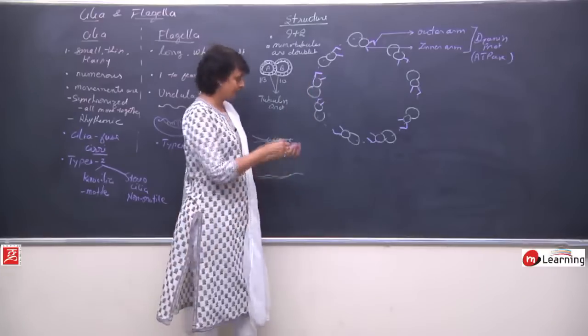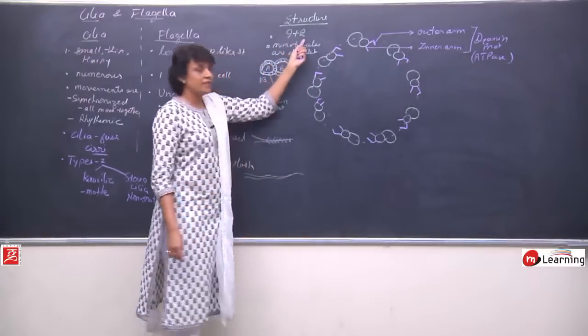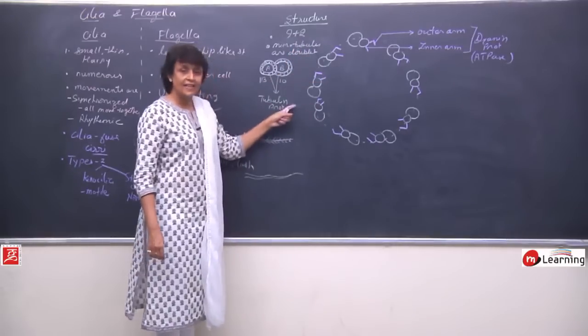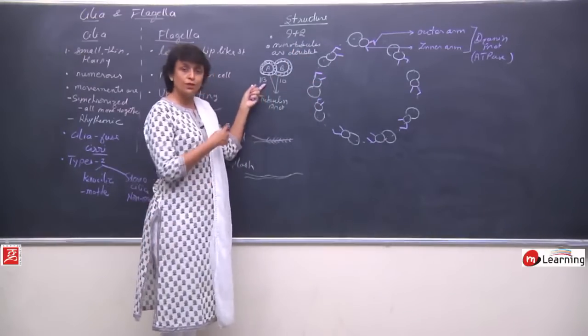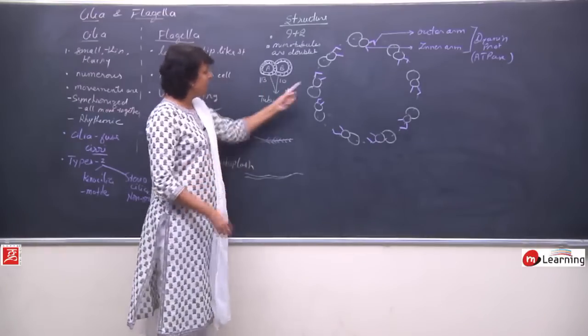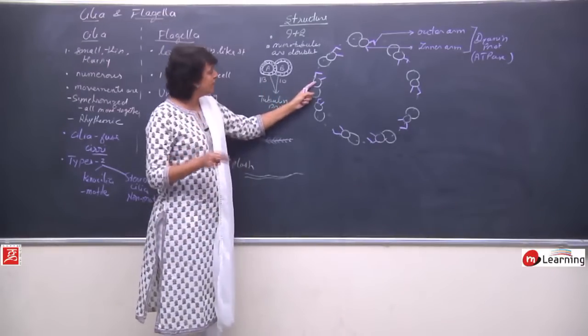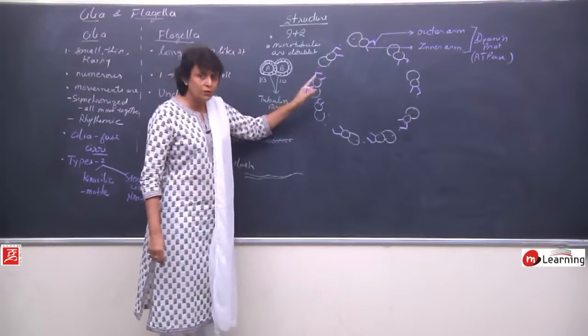cilia and flagella. We said the arrangement is 9 plus 2. We have made the 9 outer and we have seen what these A and B are made up of. Microtubules 13 in A, 10 in B. Each A has two arms, an inner arm and outer arm. The outer arm is folded.